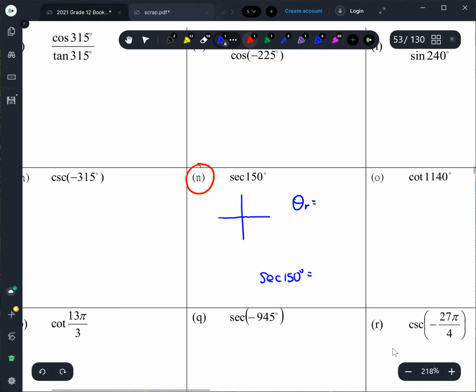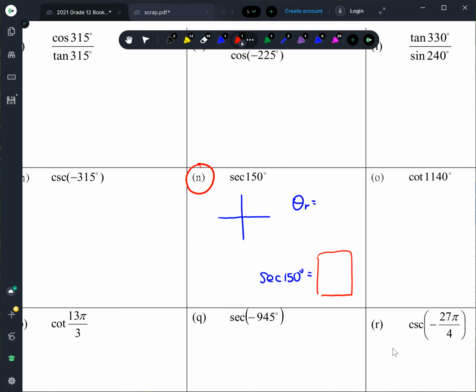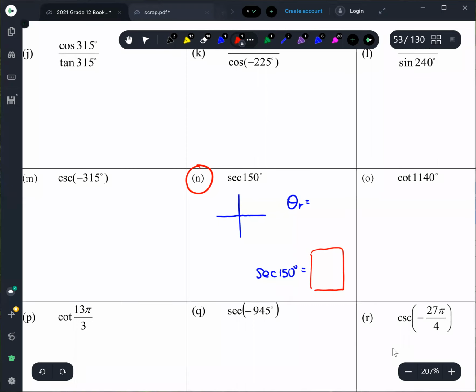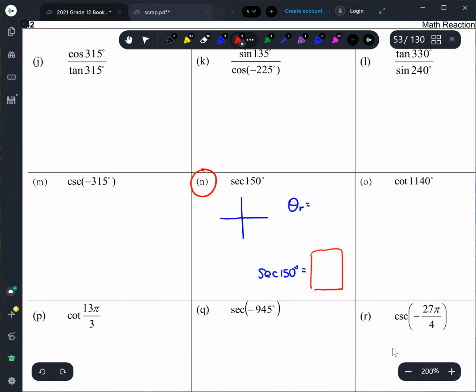Once you have the final answer, you can raise your hand. All right. Secant 150 degree. It's on the next page. Question N. Step 1, draw angle. This is 150 again, right? Step 2, write out the reference angle. Step 3, fill in the side and the ratio. Step 4, check positive, negative.